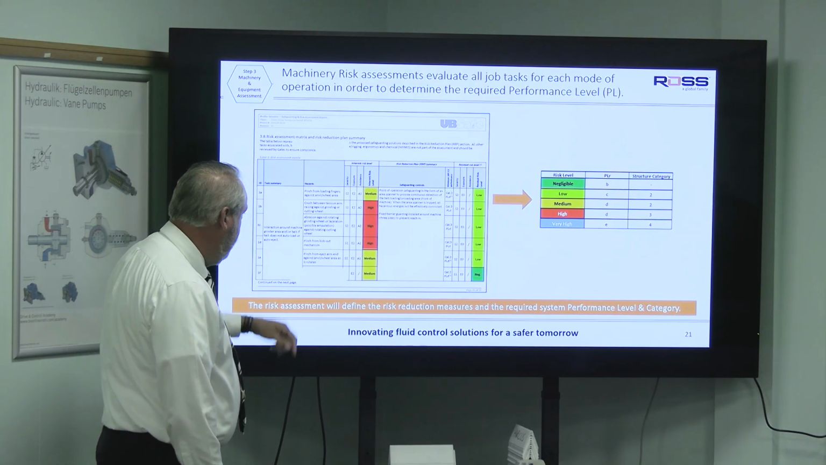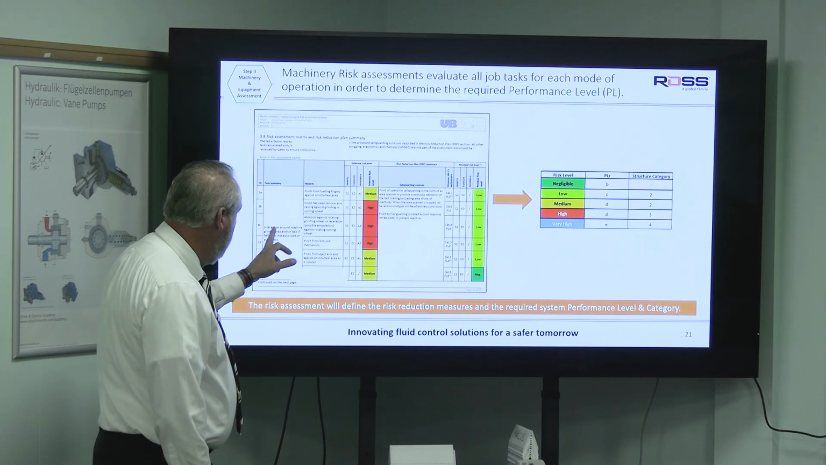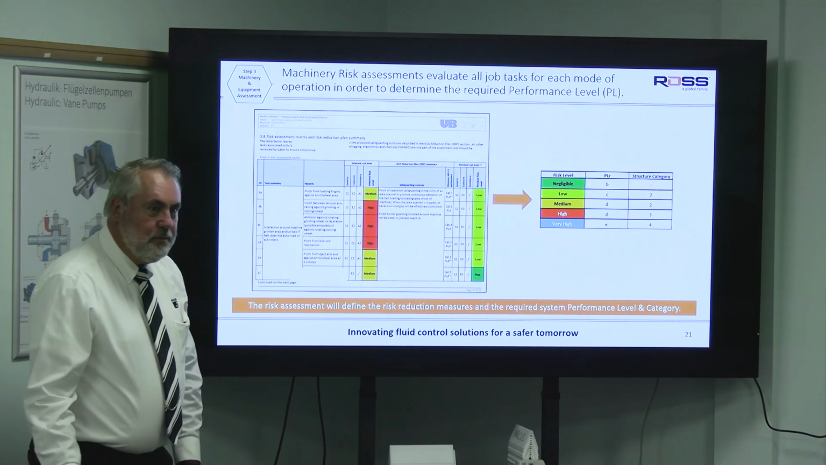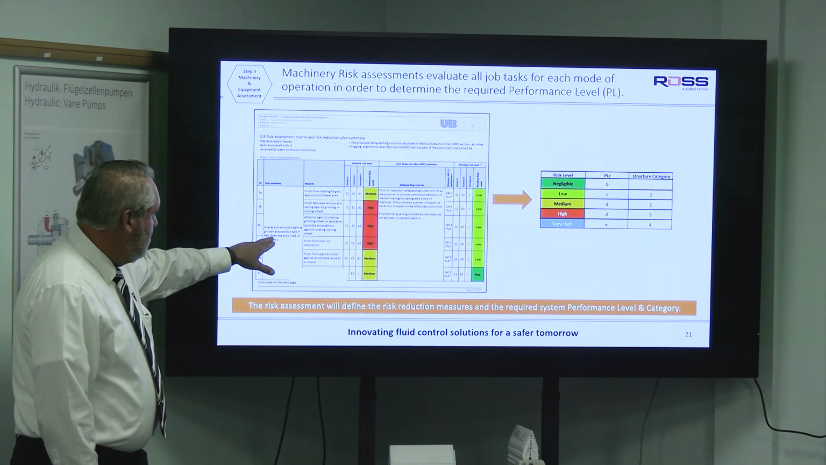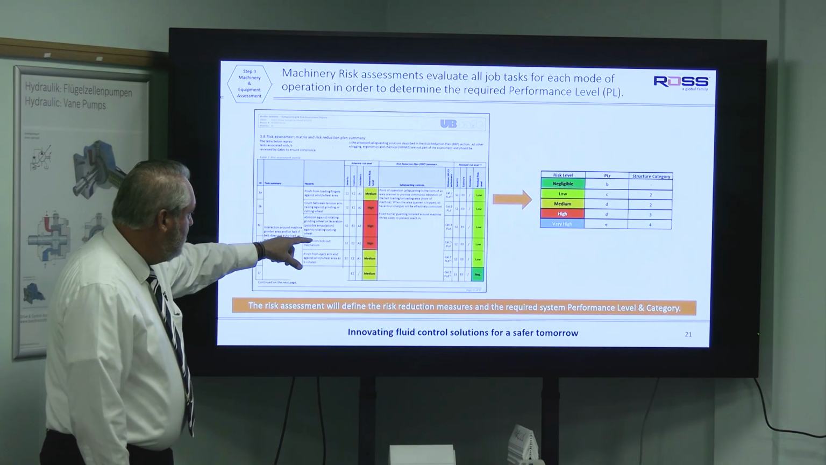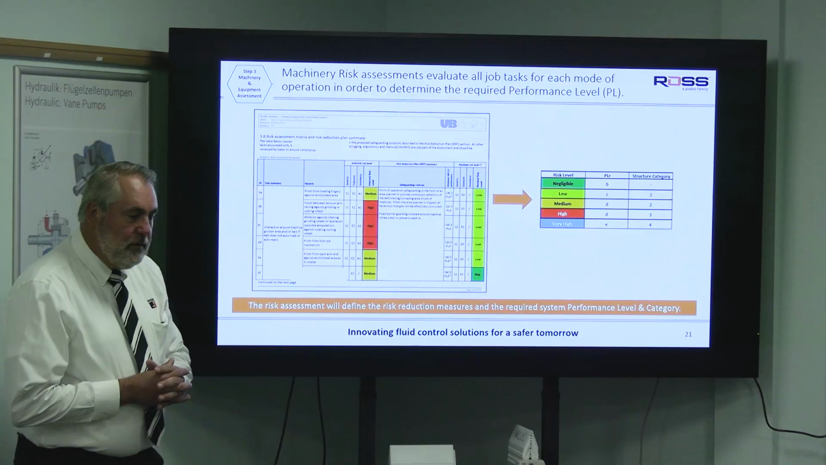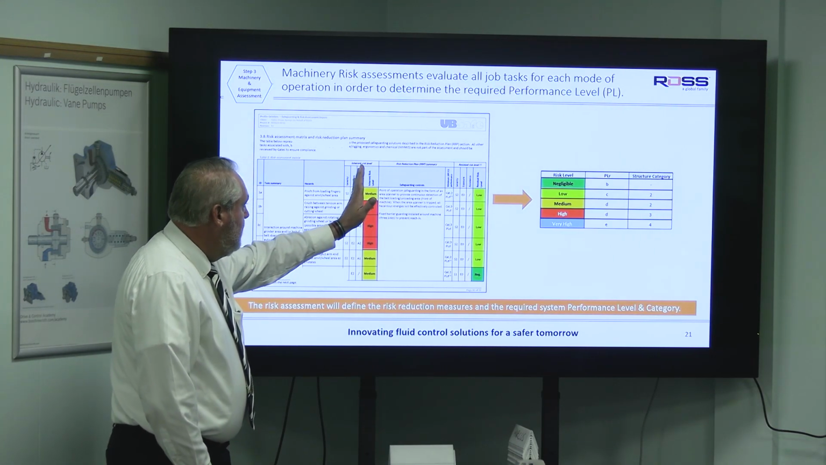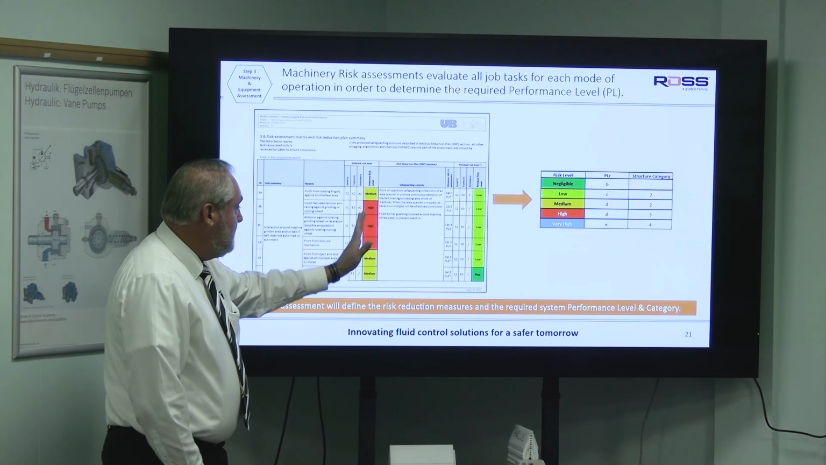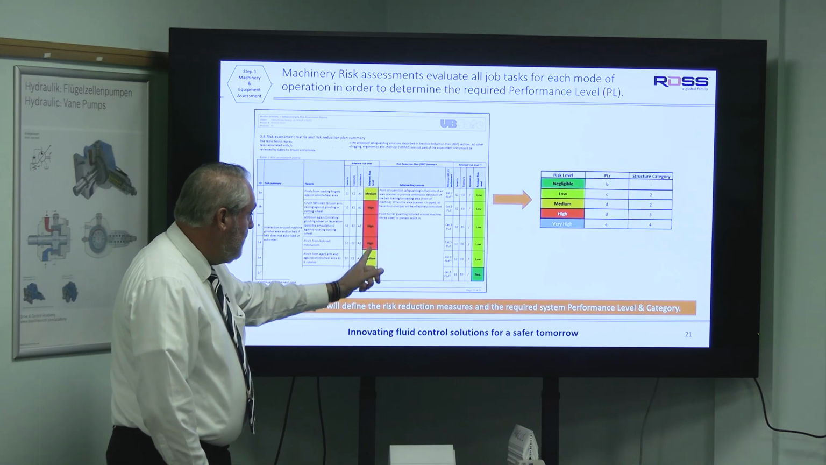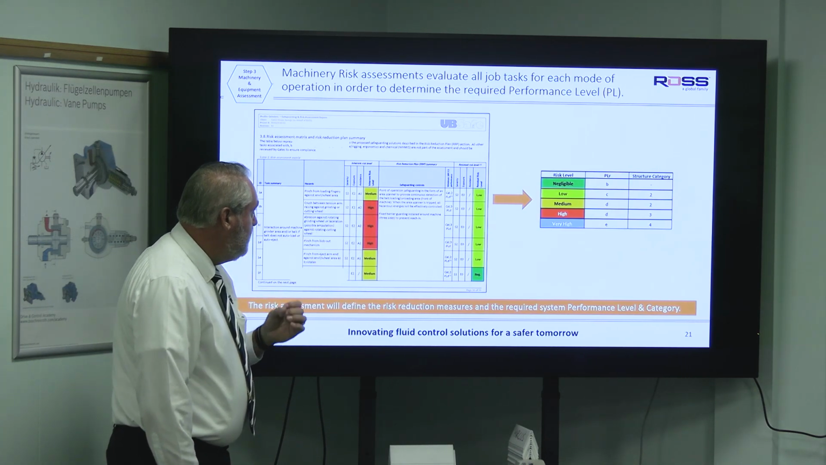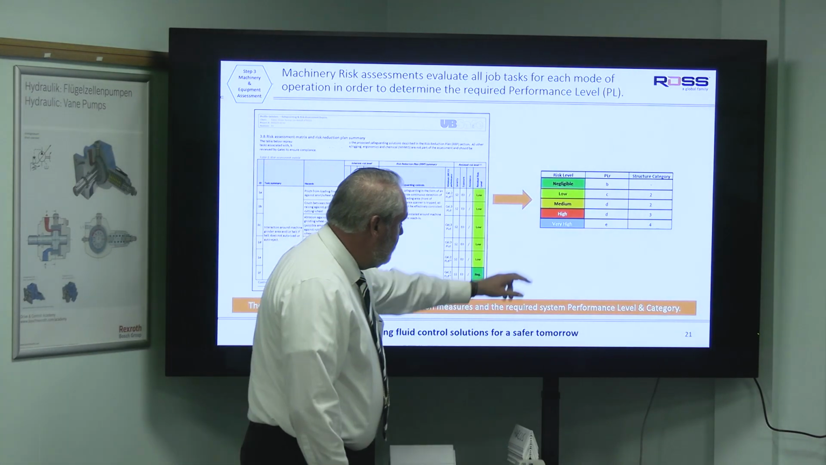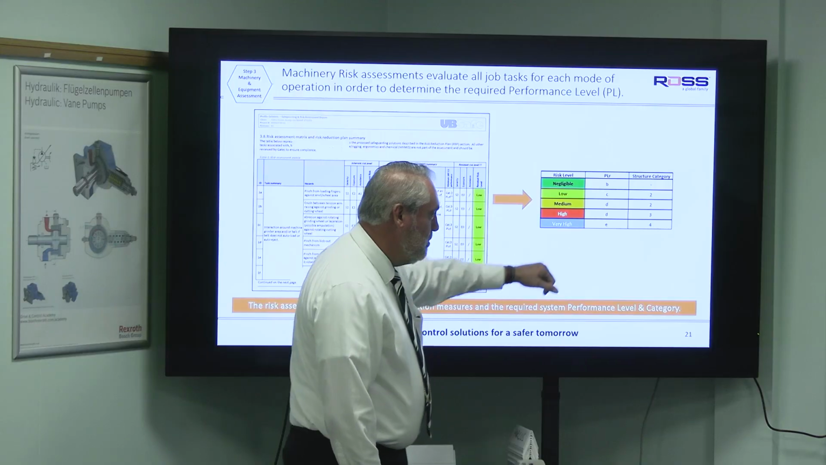This is only 1 page, and this is just one job task. There might be 30 job tasks people are doing. But what we do is we look at the job task and we identify what hazards are caused by doing that job task. Then we evaluate those based on severity, frequency of exposure, and possibility of avoidance in order to determine what we call the inherent risk level of the machine. That inherent risk level then tells us how we need to design the machine.